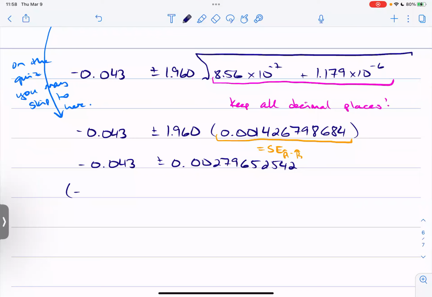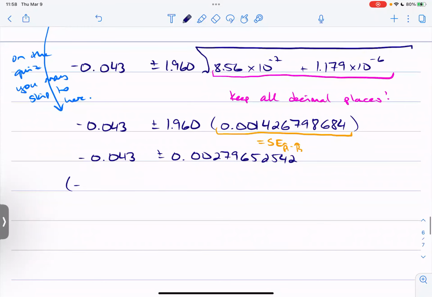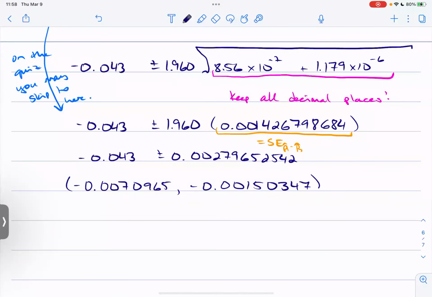And for the confidence interval, right, an interval, we use interval notation, so round brackets, negative 0.0070965 up to negative 0.00150347. Again, you can just go to 4 decimal places: negative 0.0071 up to negative 0.0015, to 4 decimal places.